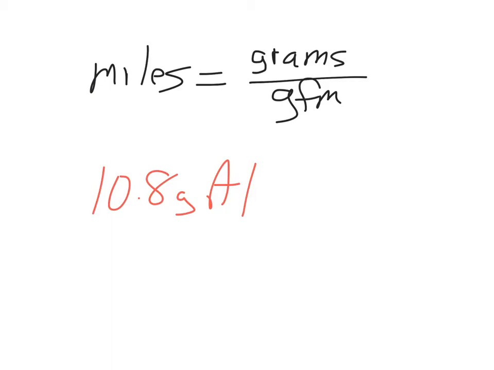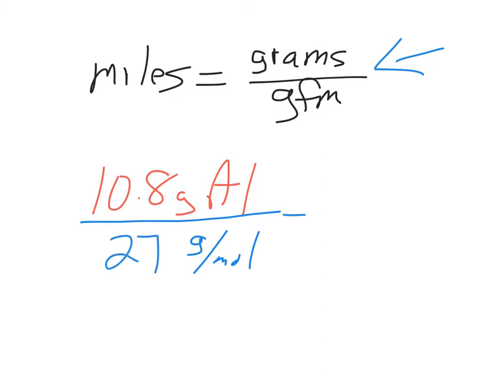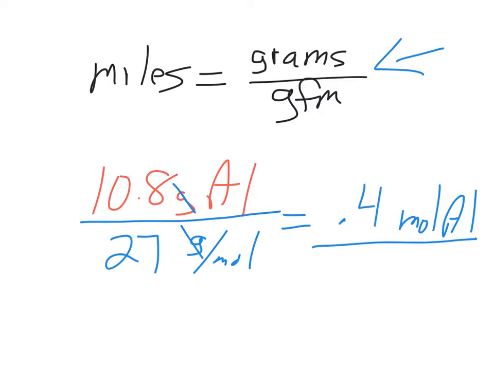What's your formula? Very good. The grams over the molar mass. So the 10.8 grams go on top, and you're going to have your molar mass of aluminum on the bottom. How much does aluminum weigh? 27. Okay, so now you're going to do 10.8 divided by your 27. This will give you moles of aluminum. Okay, point what? 0.4? Okay, so 0.4 moles of aluminum.